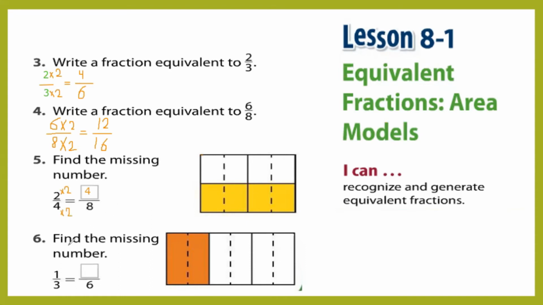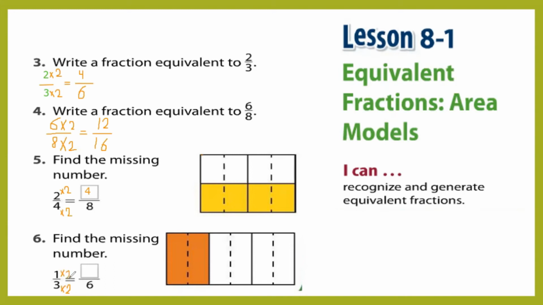Number 6. Find the missing number. 1 out of 3 equals what out of 6? How can I find this number? I will ask myself, 3 times what equals 6? To change 3 and make it 6, to change the small number to a big number, I have to multiply it. Multiply by what, teacher? Multiply by 2. Since we multiply by 2 down, I will multiply by 2 up.